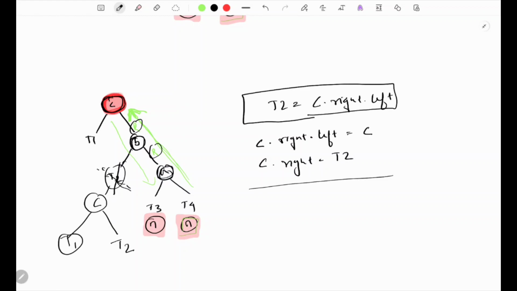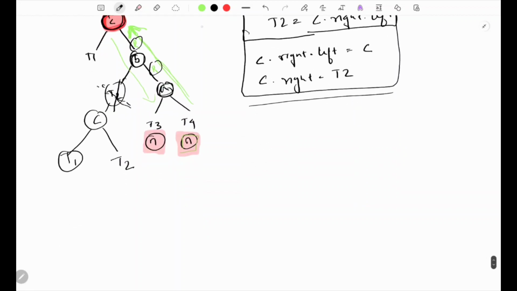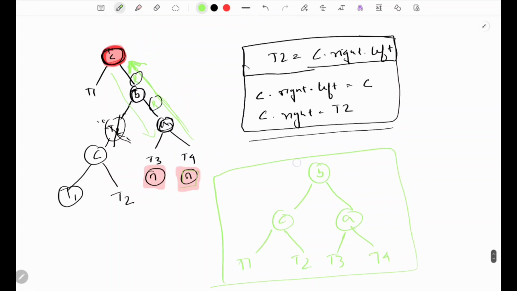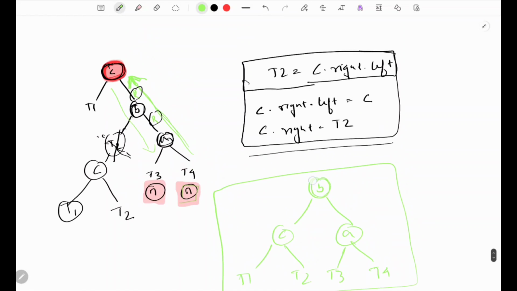So this will be the code, and the resultant tree will be B, C, A, T1, T2, T3, T4, and the function that does this left rotation will return the B node, that is the root node right now.